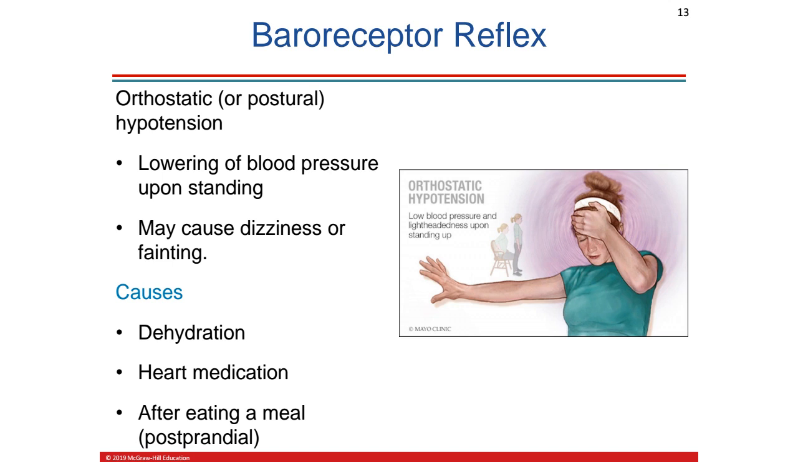Certain heart medications may also affect contractility of the heart or heart rate, and therefore that could also lead to orthostatic hypotension. And interestingly enough, in elderly people after eating a meal, which is a postprandial state, they may also have orthostatic hypotension. And that may be due to an increase in parasympathetic nervous activity, which is what you'd expect after eating a meal because you would be in the process of digesting food.